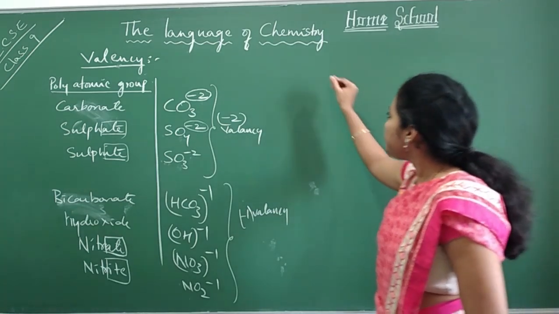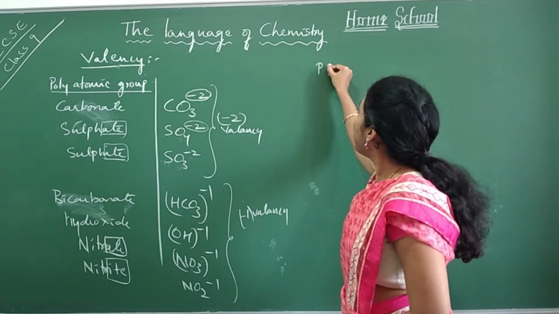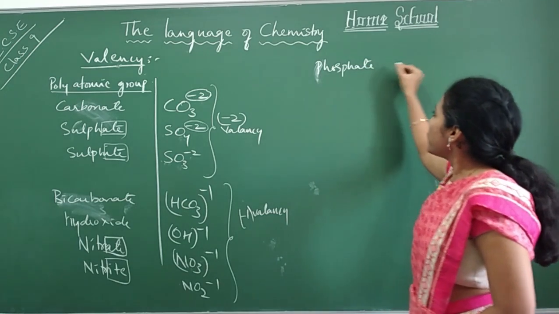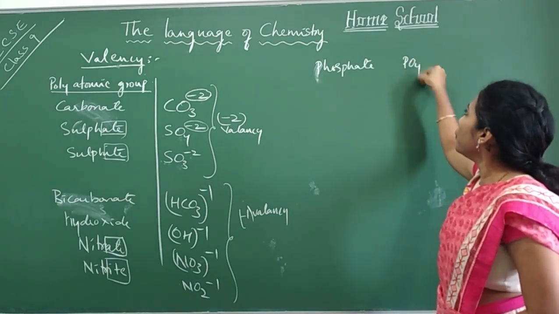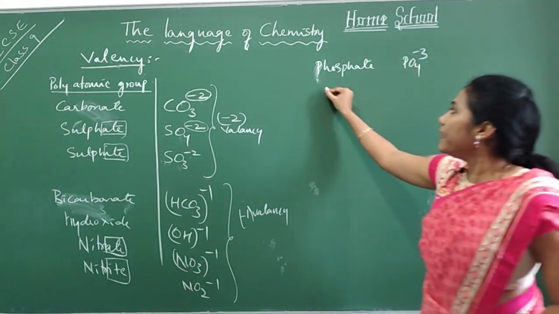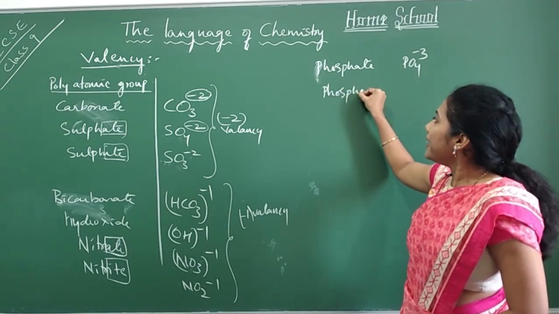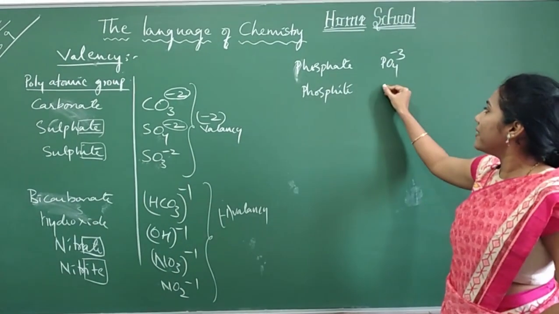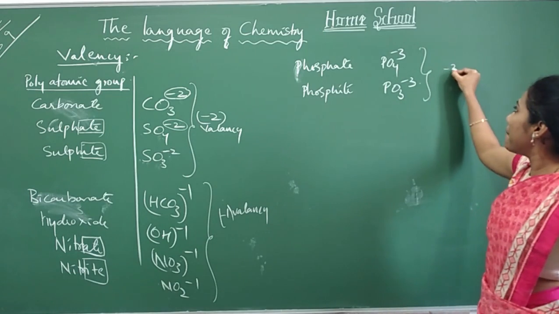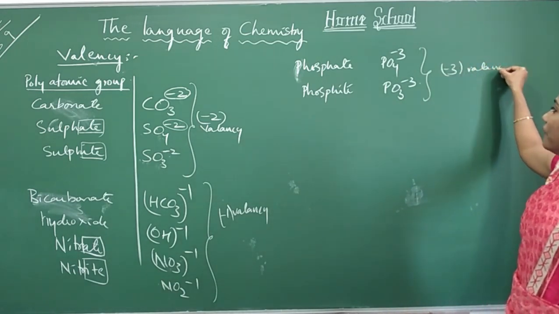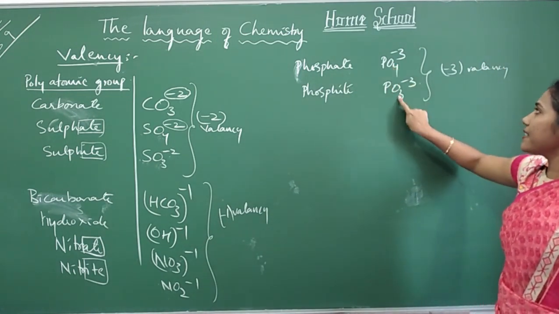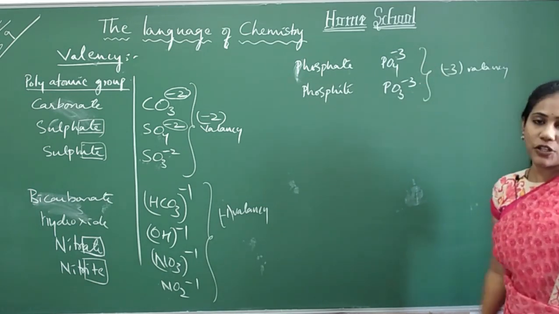Now coming to the phosphate group. Its symbol is PO4 minus 3. It has a valency of minus 3. Similarly, how do you write the phosphite polyatomic group? Phosphite is PO3 minus 3. So these groups have minus 3 valency. Phosphate is this one, phosphite is this one. Their charge is minus 3.